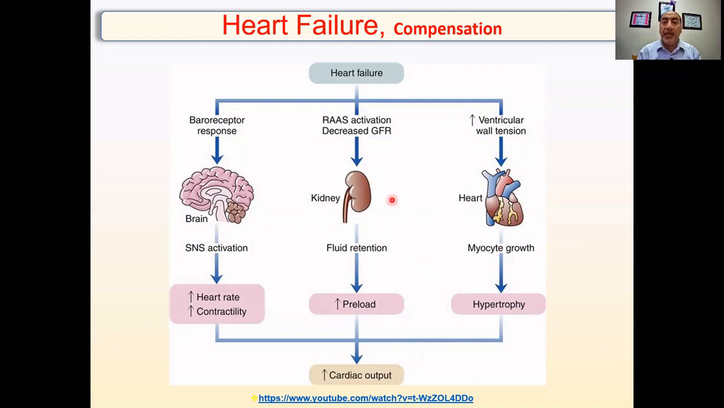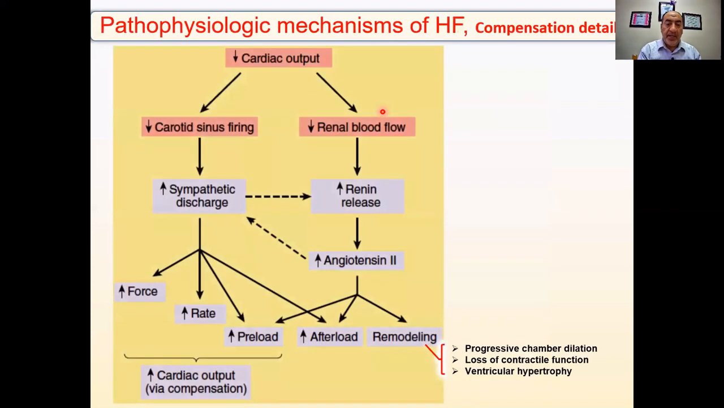Unfortunately, these mechanisms can correct the hemodynamics of heart failure a little bit, to some extent, but they can also lead to pathologic remodeling and decompensation, as we'll see in this next slide. So generally speaking, diastolic, systolic, right-sided, left-sided, there is decreased cardiac output. So now there is decreased carotid sinus firing. The baroreceptor has less firing. So now there is increased sympathetic discharge.